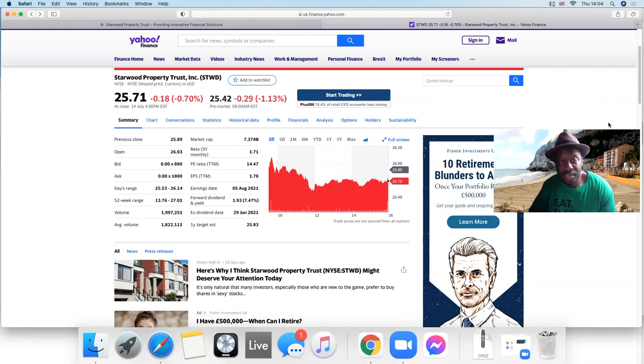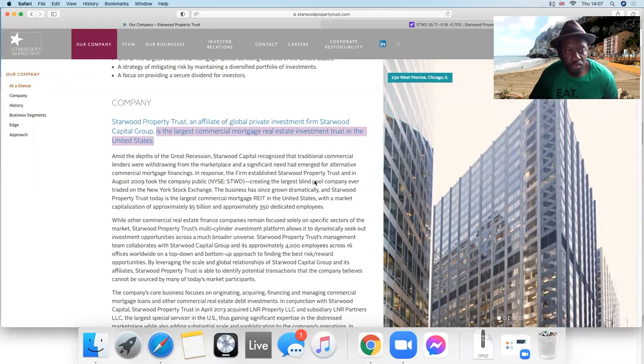They have a mid-market cap of 7.378 billion. And have an impressive dividend yield of 7.47%, which is high, but they are a REIT. And as you know, REITs do have higher dividend yields. Right, Starwood Property Trust is the largest commercial mortgage real estate investment trust in the United States.